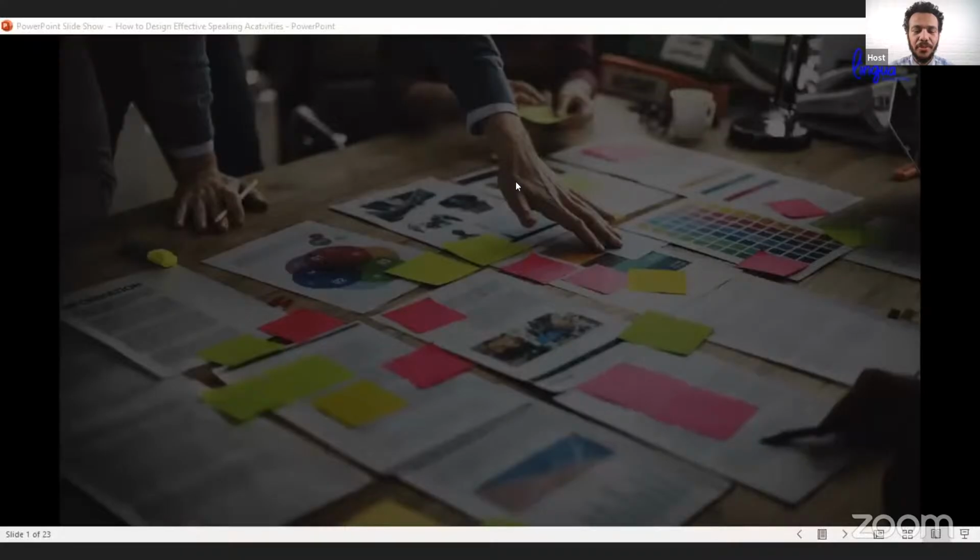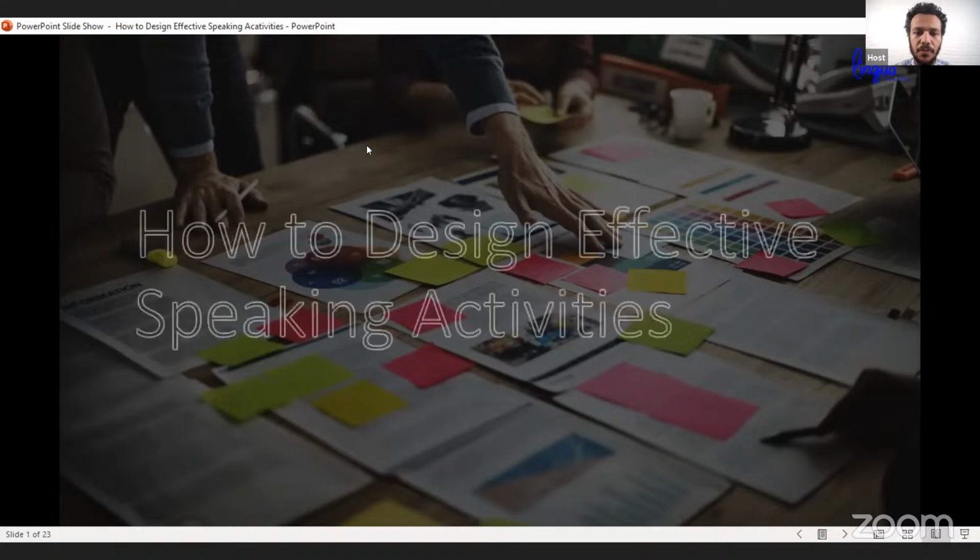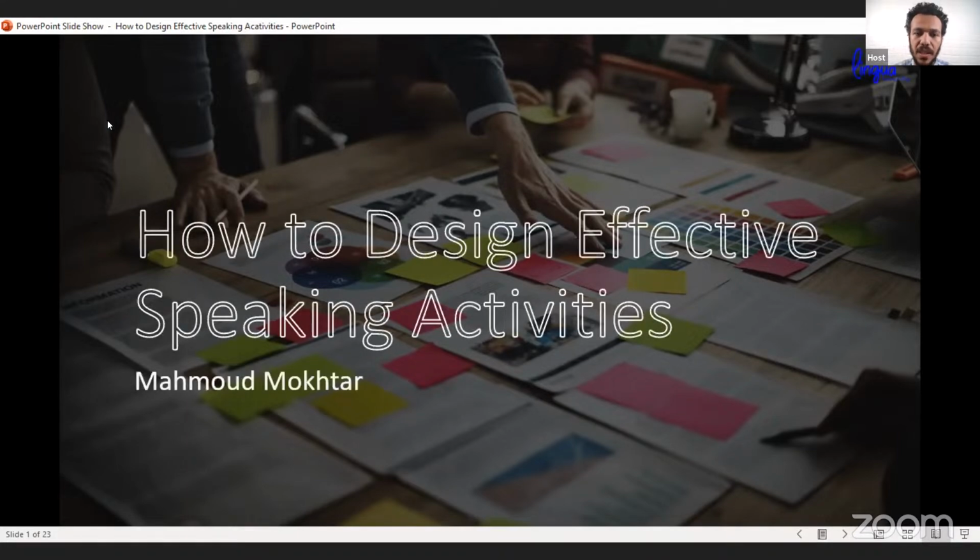As mentioned in the post I posted a few minutes ago, we'll be talking about effective speaking activities and how to design them, or how to make sure that the activity you're using for speaking, and making a student produce language as a speaking activity, is well designed. So that's what we're going to be talking about today: how to design effective speaking activities.